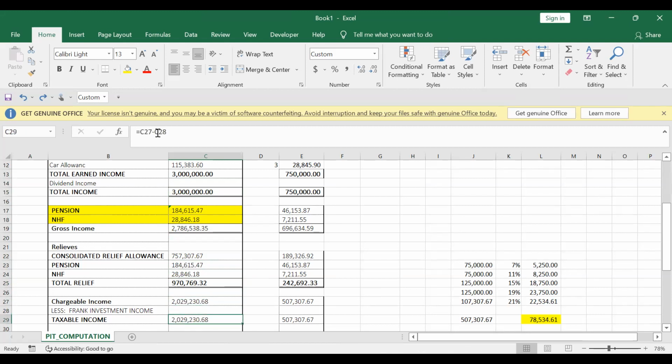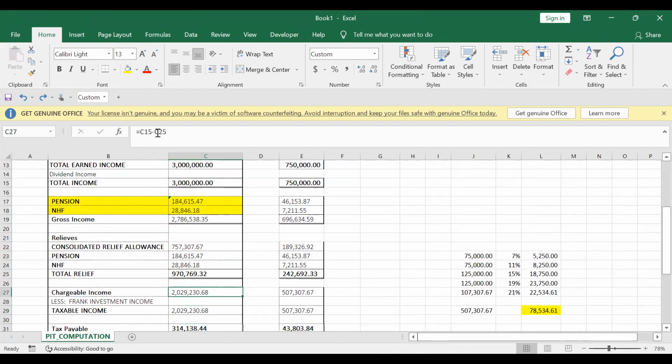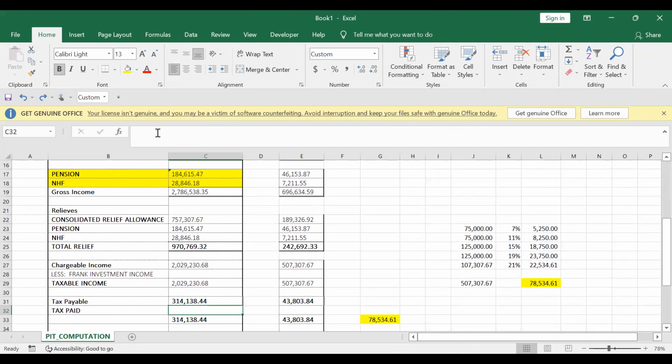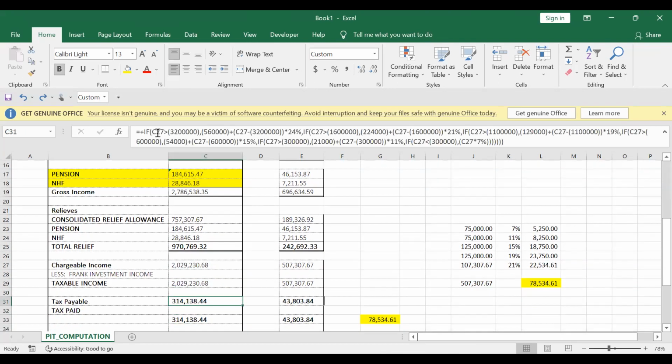So it's on your chargeable income. If you have franked investment income like dividends and the likes, that is what we call franked income, you will have deducted that. But since for individuals, employees, that is not usually there, then your taxable income and your chargeable income will be the same. Then apply your tax rate on your chargeable income. Is that clear?